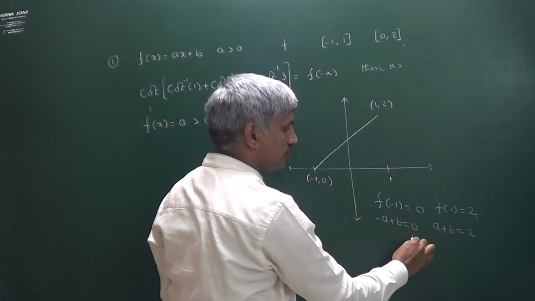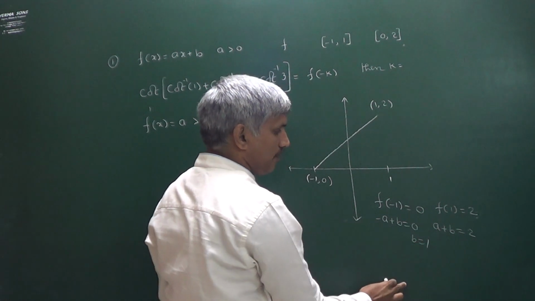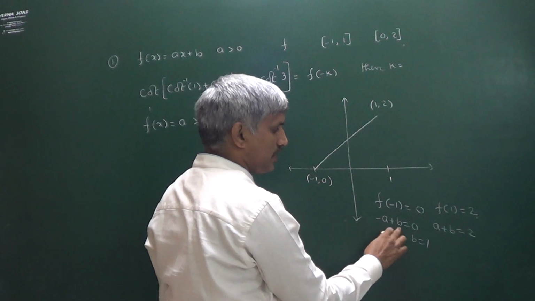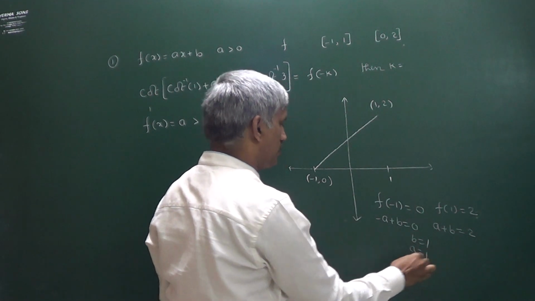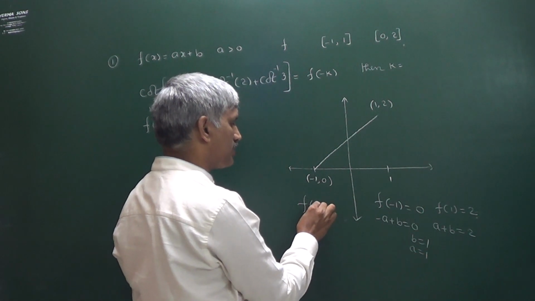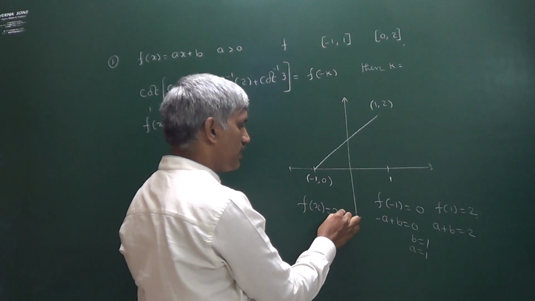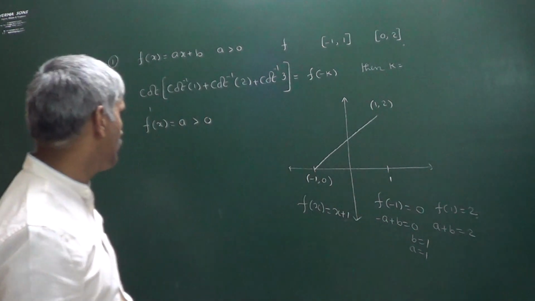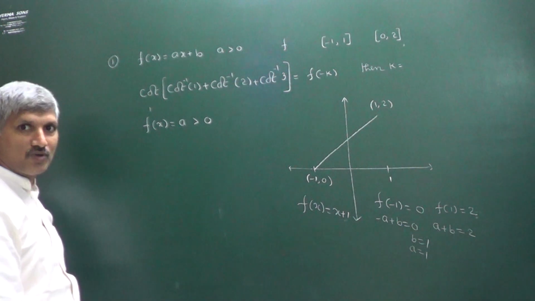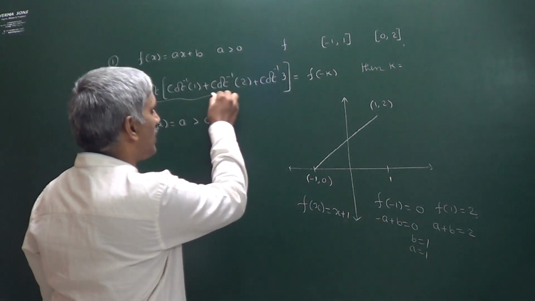If you add both, you will get b is equal to 1. Substitute here, you will get a is also equal to 1. So we got the information, the function f of x is equal to x plus 1. That is the information we got. But what is he asking in the question? In the question he is asking about this value.